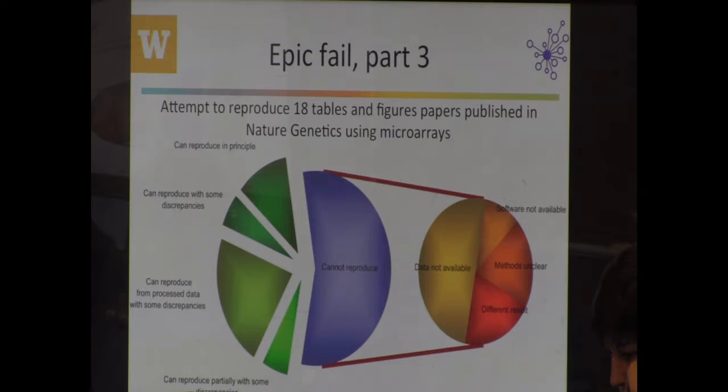Then this other group here is reproduce from processed data with discrepancies. So microarrays go through multiple processing steps, and they couldn't start with the raw data and reproduce them, but if they start with some of the processed data, they could get there, right? And then can reproduce partially with some discrepancies. So this whole group over here, which is supposed to be the plus side, the good part, is all in principle or with discrepancies, right? So that's a little bit frustrating.